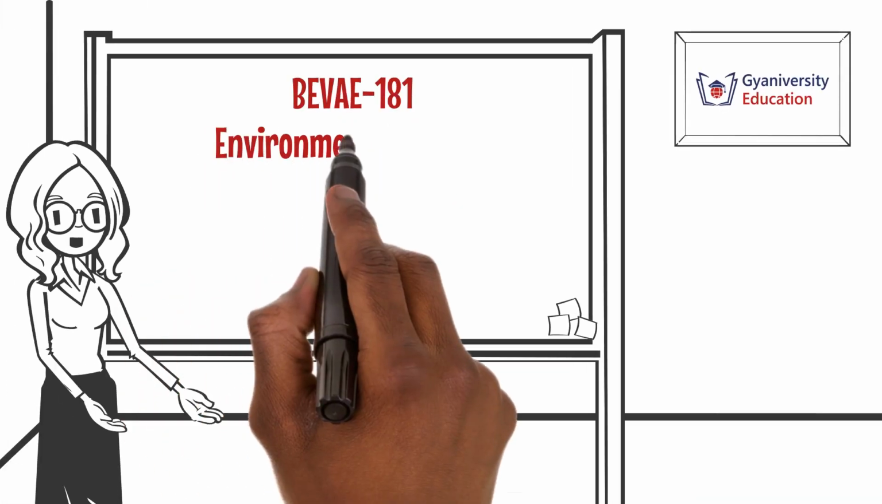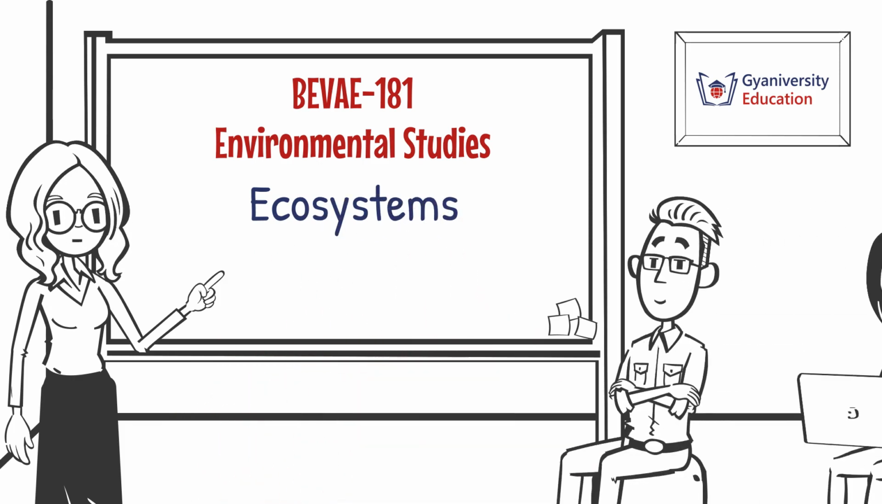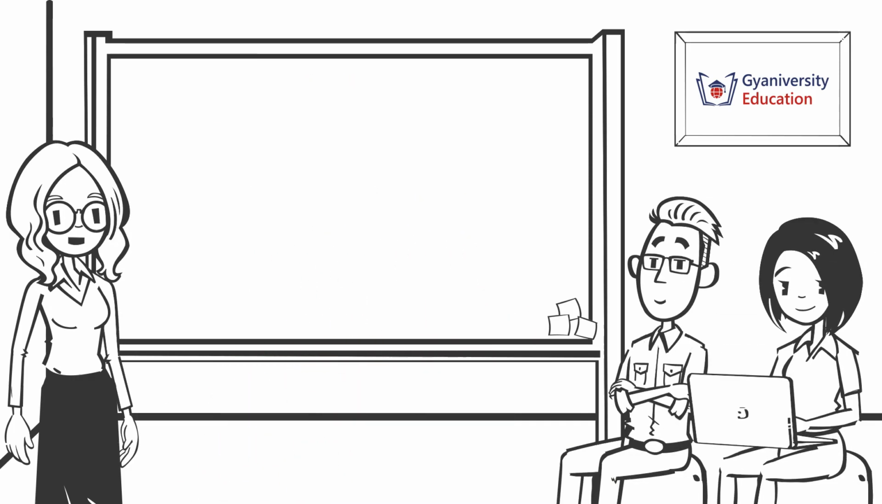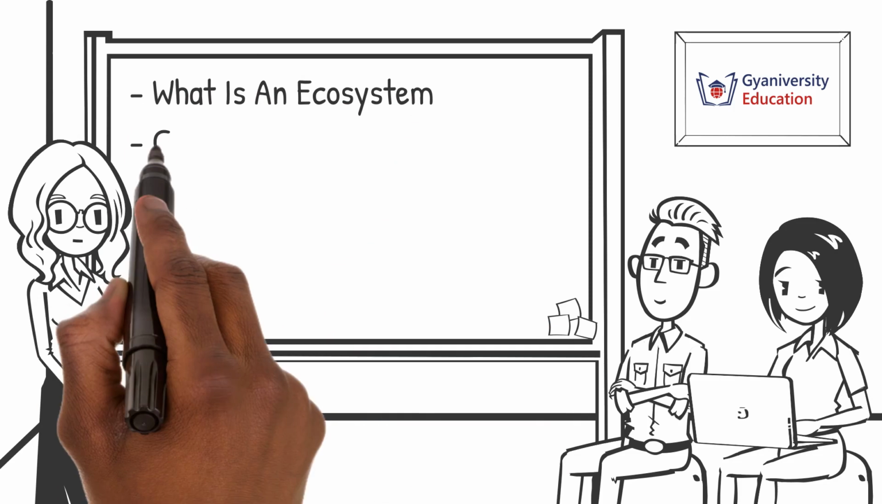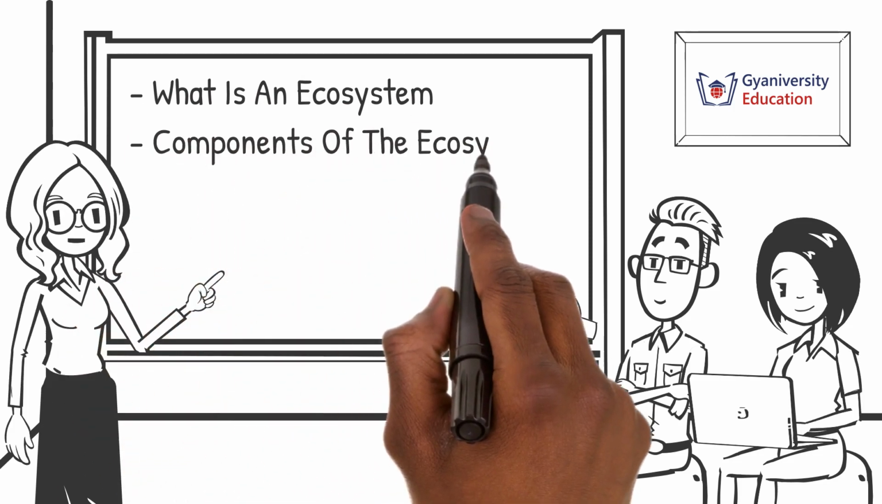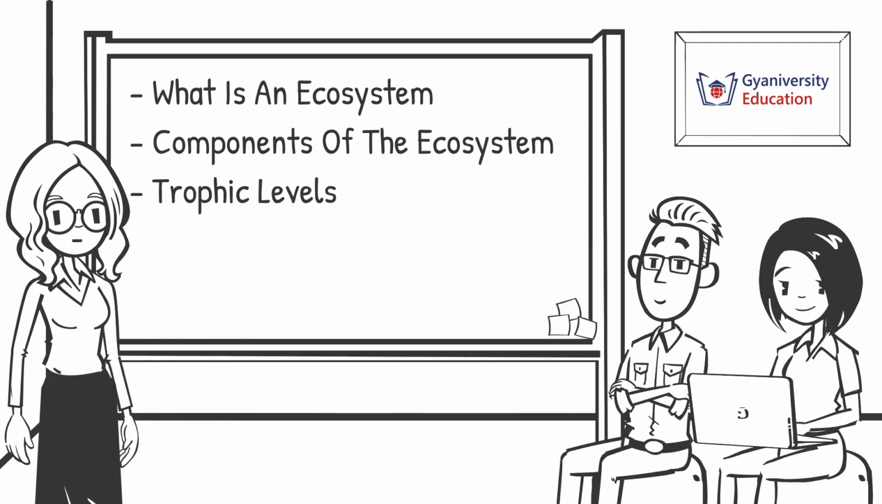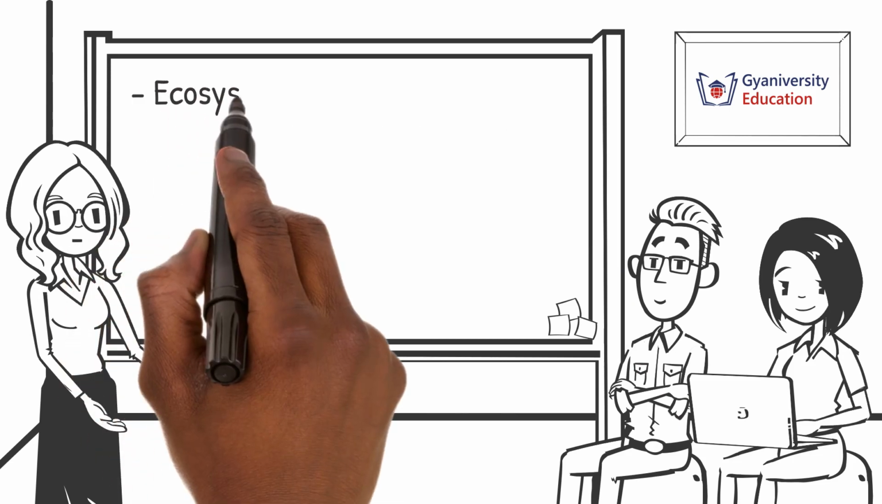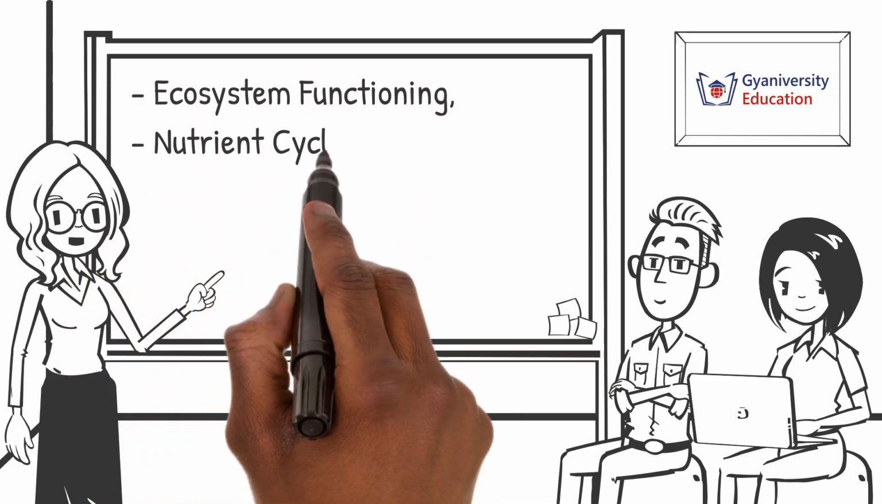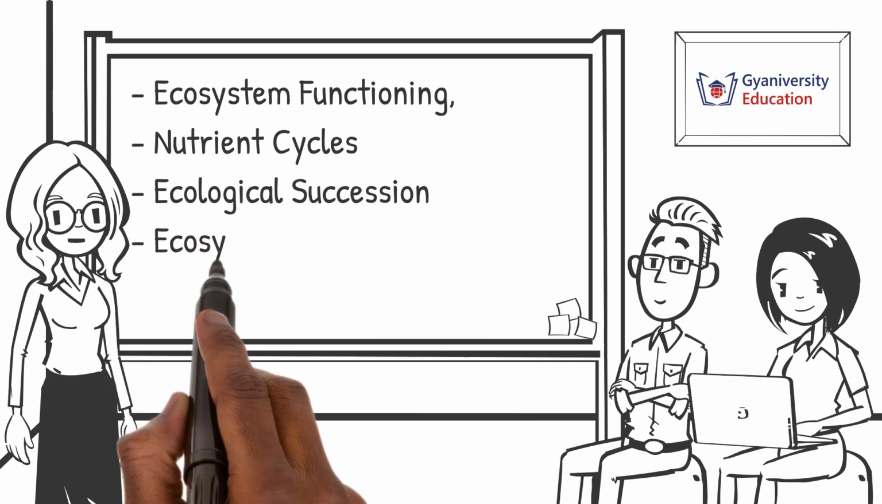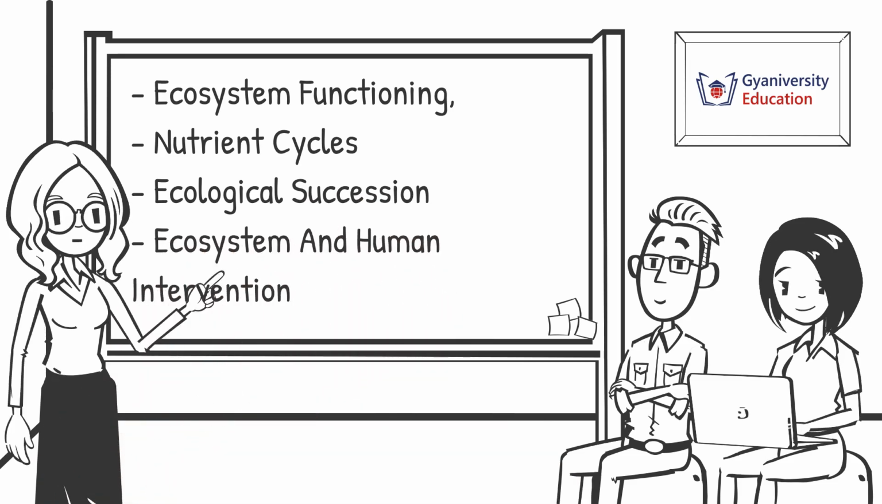Welcome to the Environmental Studies lesson on ecosystems. By the end of the video, you will learn about what is an ecosystem, components of the ecosystem and trophic levels. You'll also learn about ecosystem functioning, nutrient cycles, ecological succession and ecosystem and human intervention.